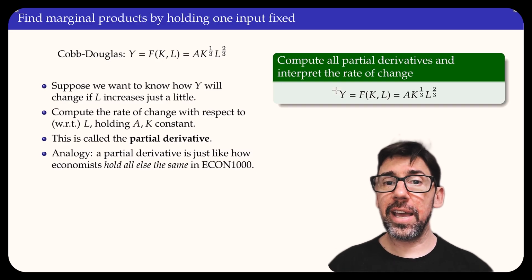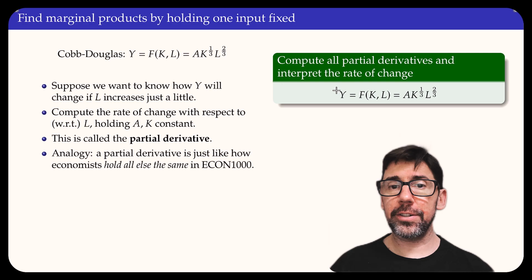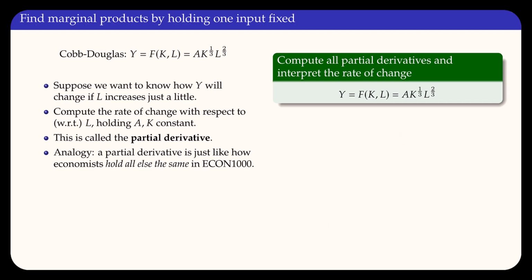Now we have an example to work on. Compute all the partial derivatives and interpret the rate of change. We've been given an example to work on. It says compute all partial derivatives and interpret the rate of change. I'm just going to focus on the partial derivative with respect to capital, and I'll leave labor for you as an exercise. So to get started, I'm going to use my notation for a partial derivative.